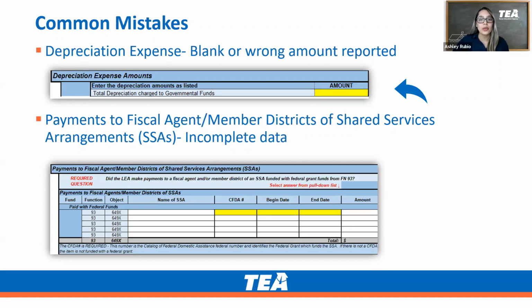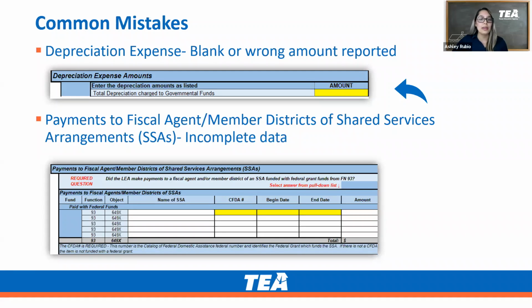So we do want to make you aware that it is very important to report an expense to prevent resubmission or information which may delay processing times. And if the amount is under or over reported, the depreciation amounts can distort the indirect cost rates considerably. Therefore, as a reminder, to complete this section, you will want to enter the total depreciation charged to governmental funds, which includes expense amounts charged to governmental activities for both buildings, improvements, and furniture, equipment, and vehicles.